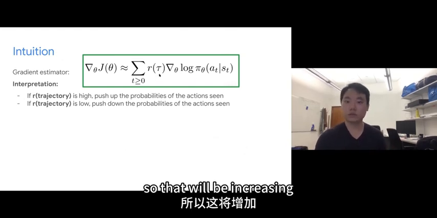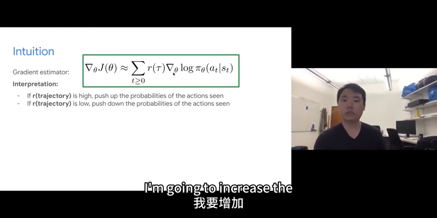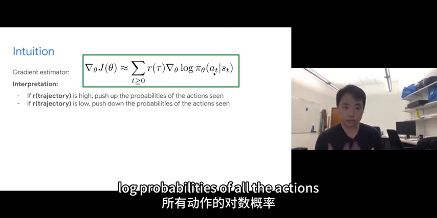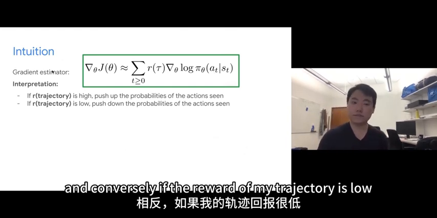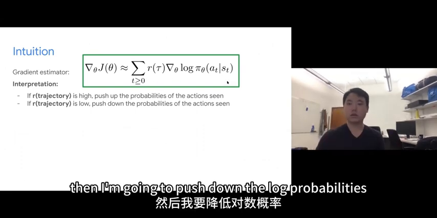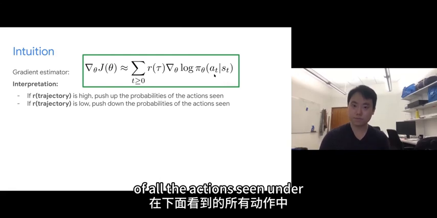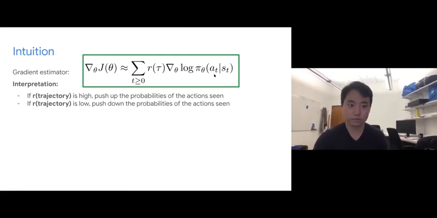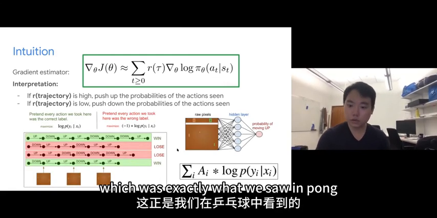So that will be increasing, this will be high and positive. I'm going to increase the log probabilities of all the actions under this trajectory. And conversely, if the reward of my trajectory is low, so if this is high and negative, then I'm going to push down the log probabilities of all the actions seen under this trajectory. Which was exactly what we saw in Pong, right?